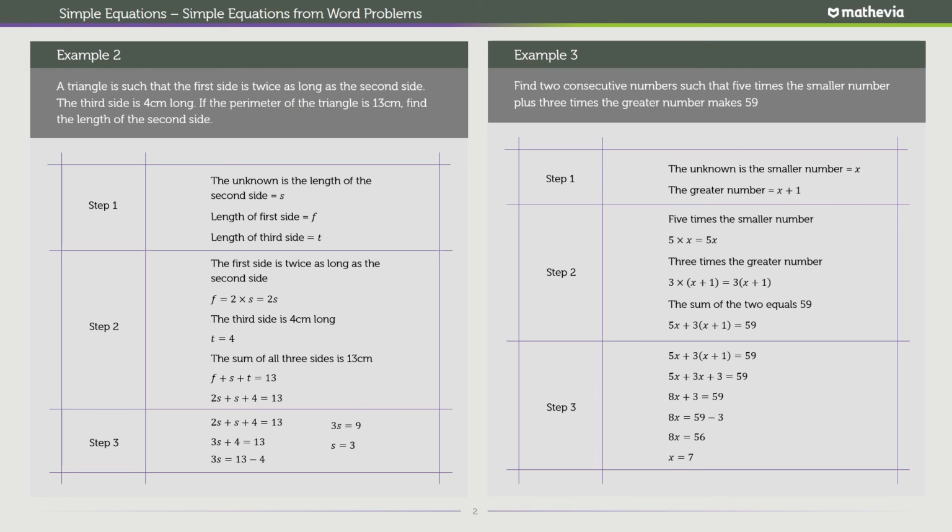If x equals 7, we're looking for the second consecutive number, so you just add 1 to that number. Our two numbers are actually 7 and 8. Basically, 5 times the smaller number is 35, plus 3 times the greater number is 24. When you add the two together, 35 plus 24 would most definitely give you 59. So our two numbers are 7, and x plus 1, which is 7 plus 1, 8.